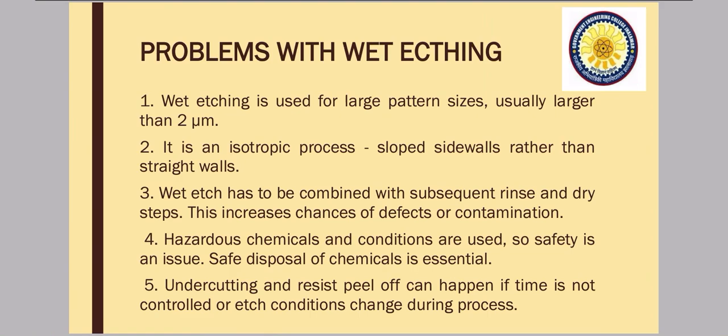Wet etching is generally used for large pattern sizes, generally larger than 2 micrometers. Then we go for the wet etching process. It is an isotropic process. That means it is in all directions; we get sloped side walls rather than a straight wall kind of structure with this wet etching. And wet etch has to be combined with a subsequent rinse and dry step.